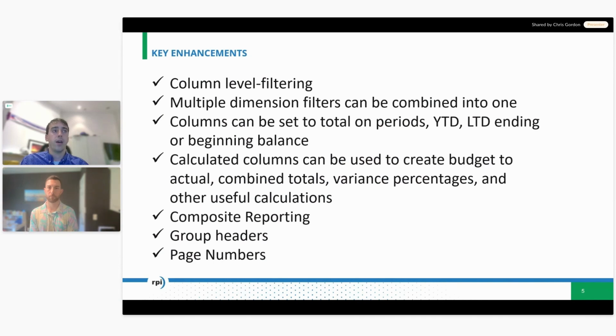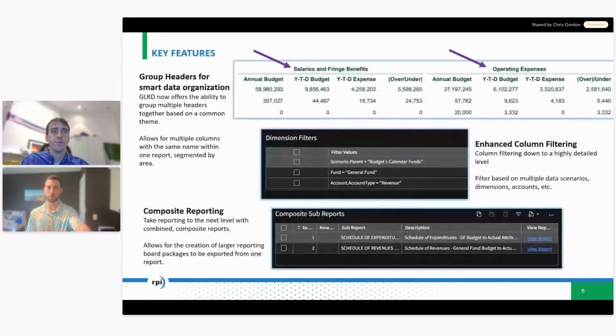There's a lot of different options on how we can set up columns to report, so we can have year to date, life to date, beginning balance, prior year operators, all sorts of things around that. Calculated columns have been added as well, so you can do pretty sophisticated calculations within Report Designer without having to do too much back-end development there as well. And then there's composite reporting and page numbers, which we're going to talk a little bit more about on the next slide. Great. Let's take a look at a couple of those.